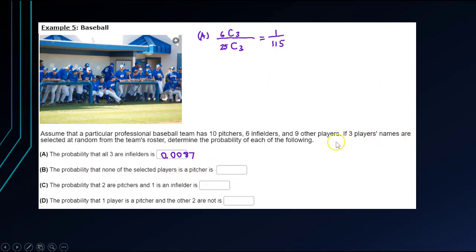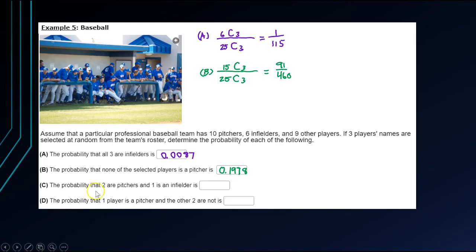The probability that none of the selected players is a pitcher. So basically, as I look at pitchers, there's 10 pitchers, which means there's 15 non-pitchers. So I'm looking for 15 non-pitchers. I'm choosing 3 out of that group, out of 25C3, which is 91 out of 460, which is 0.1978.